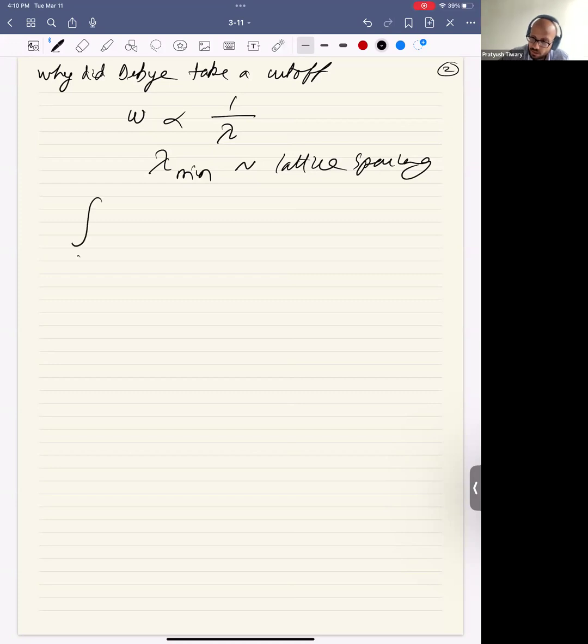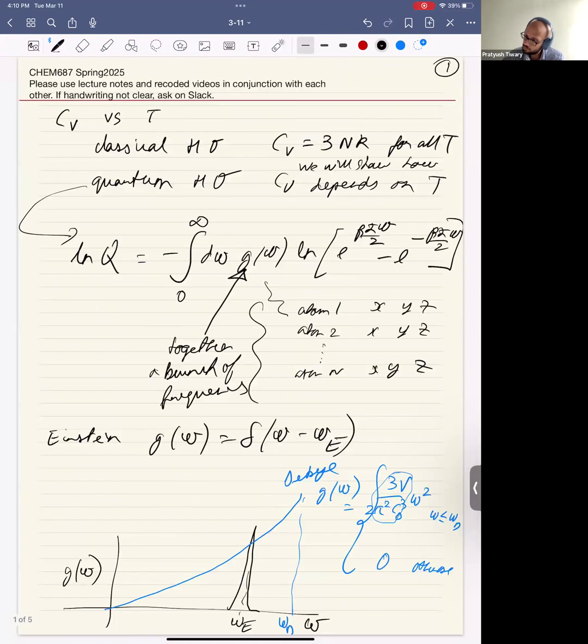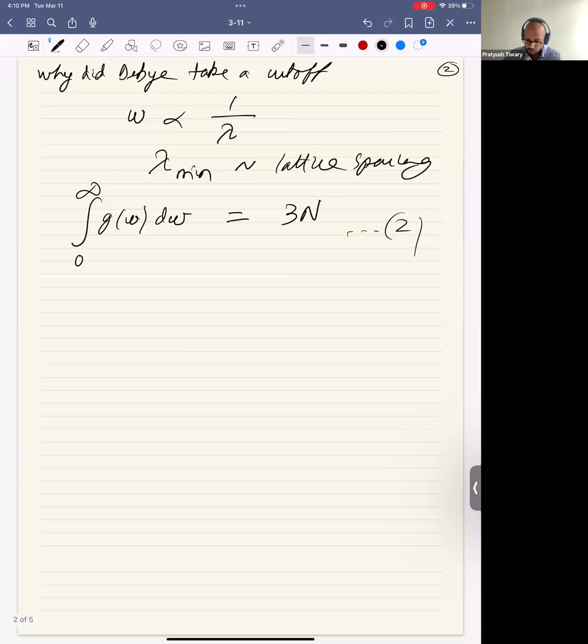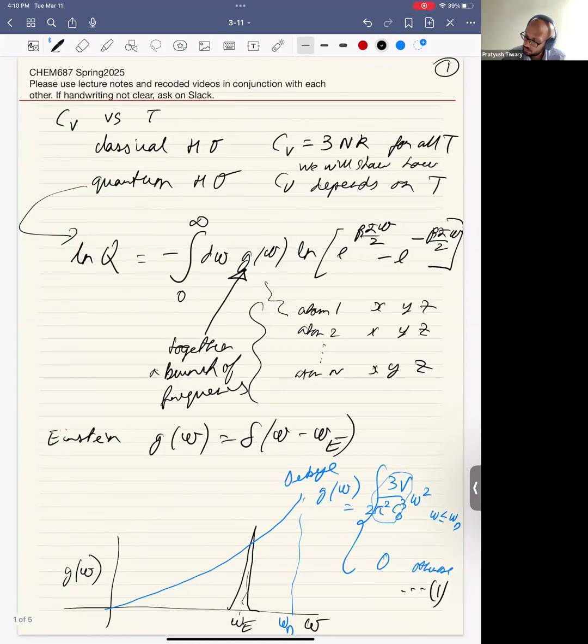Also remember last time we showed that for any g of omega, the integral from 0 to infinity of g of omega d omega should come to be equal to 3N. Let's call this equation 2, and let's call Debye's expression over here equation 1. We can take equation 2 and put it in equation 1. Equation 1 says that g of omega is 3V divided by this thing multiplied by omega square.